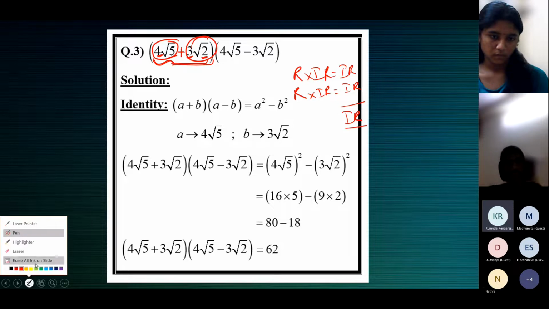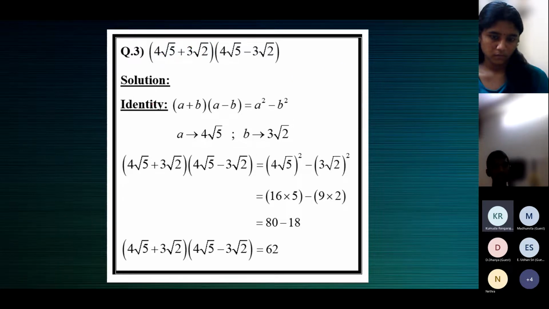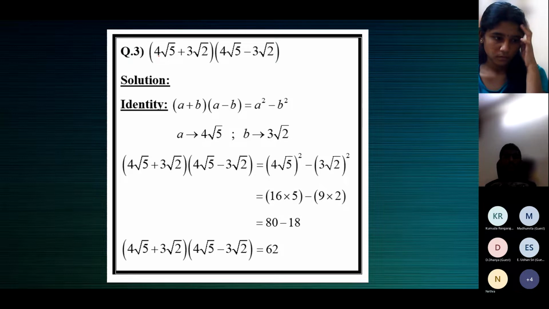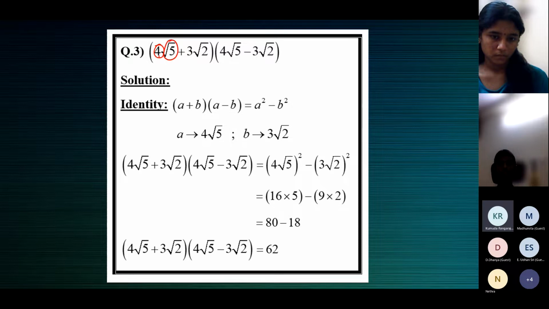To understand if an expression is rational or irrational, you should analyze every part of the expression. Once you start working, you can directly say, you don't have to analyze every part every time. Now, since we're just getting started: 4 is rational, root 5 is irrational, the product is irrational. 3 is rational, root 2 is irrational, the product is irrational. Irrational plus irrational is another irrational value.